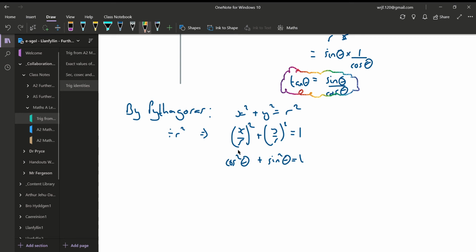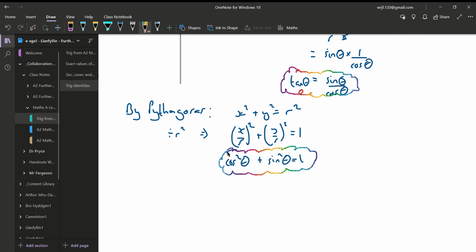So those are our two fundamental trigonometric identities: tan theta equals sine theta over cos theta, and cos squared theta plus sine squared theta equals 1. And I think that you should be familiar with those two.